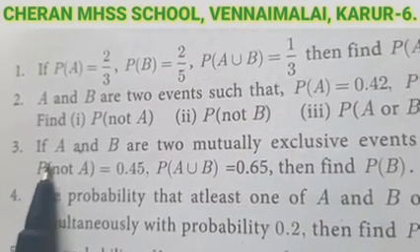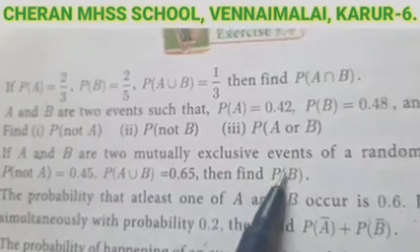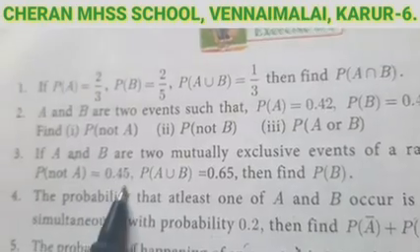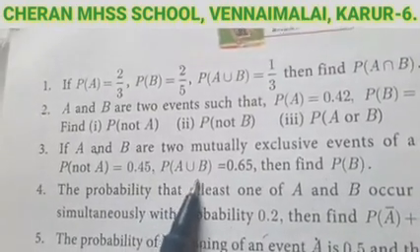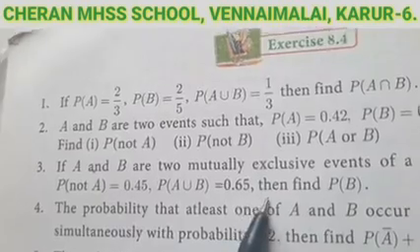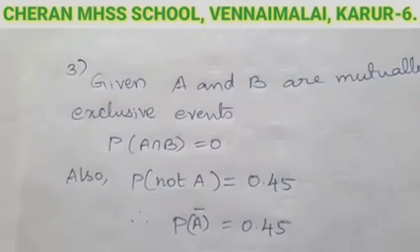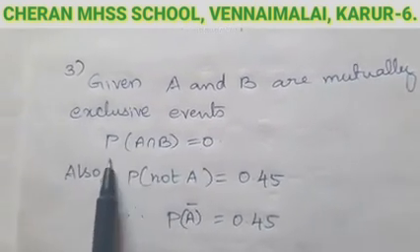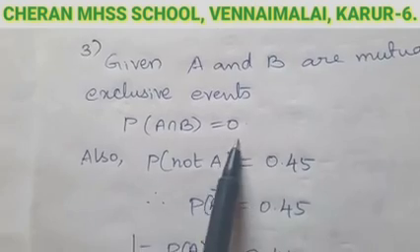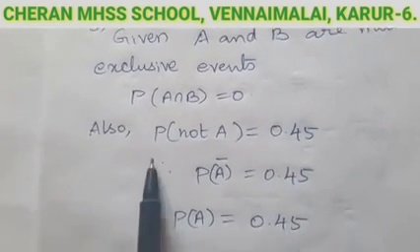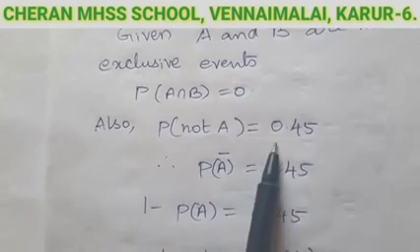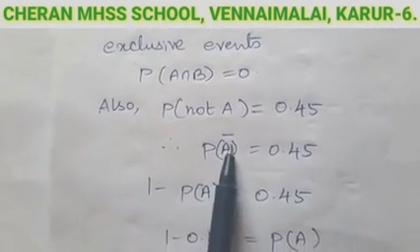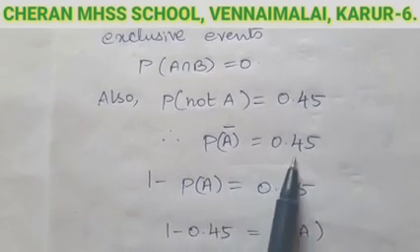Sum number 3. If A and B are two mutually exclusive events of a random experiment and probability of not A is 0.45, probability of A union B is equal to 0.65, then find P of B. Sum number 3. Given A and B are mutually exclusive events, P of A intersection B is equal to 0. That is also, probability of not A is equal to 0.45. It is given. That means P of A bar or A dash, both are same. P of A bar is equal to 0.45.